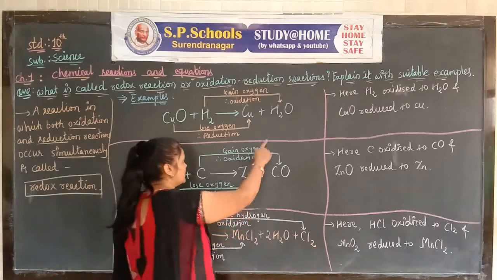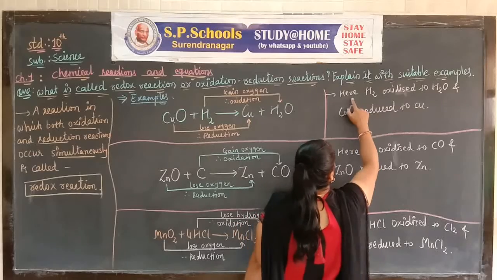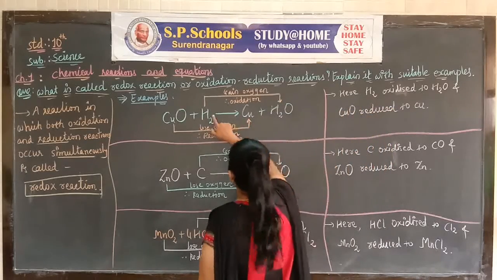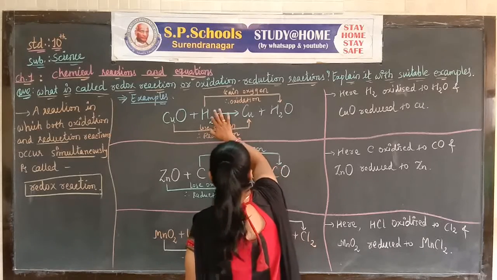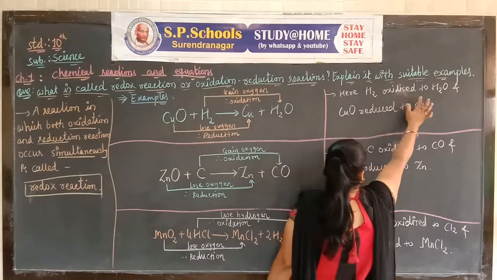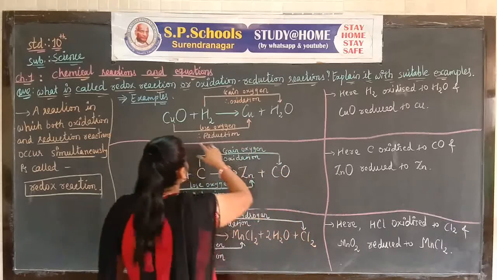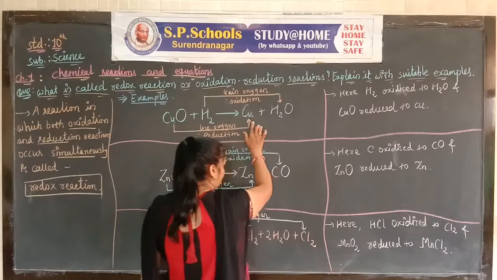After writing the reaction, give one more point here. H2 gains oxygen, so it is oxidized to form H2O, and CuO is reduced to form Cu.